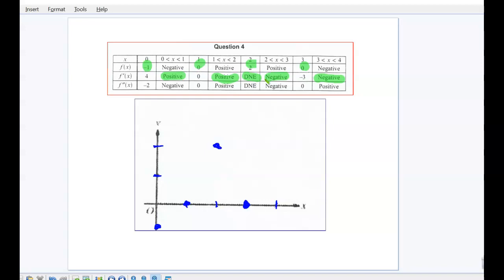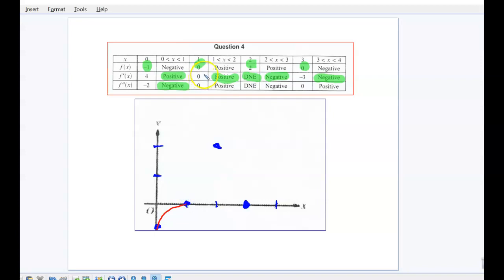So from 0 to 1, let's take a look at the second derivative. It's increasing in a concave down fashion because the second derivative is negative. So that means going from x equals 0 to x equals 1, it's increasing in a concave down fashion. So it's going to look something like this.